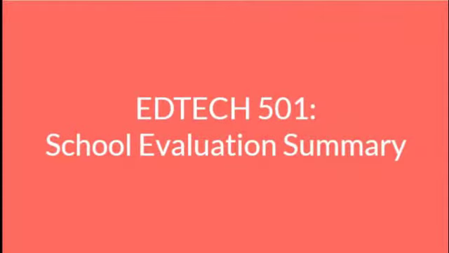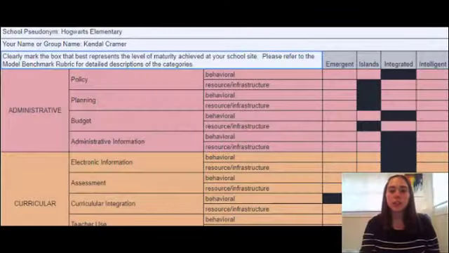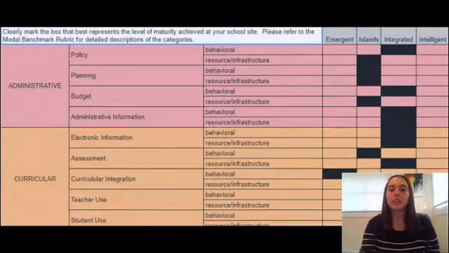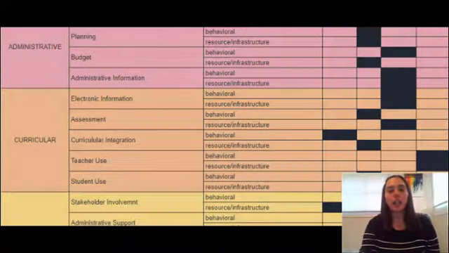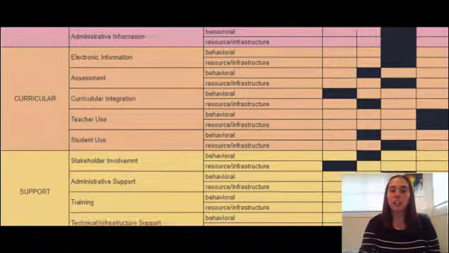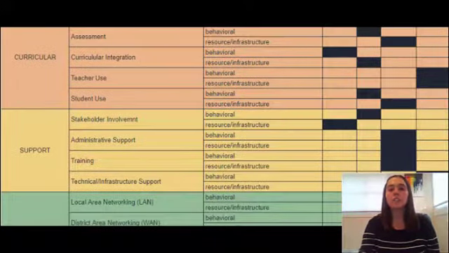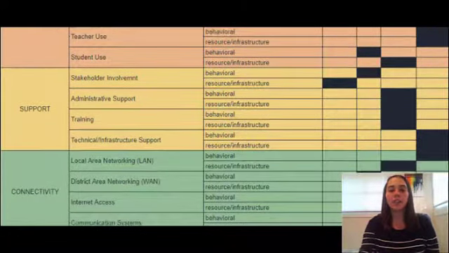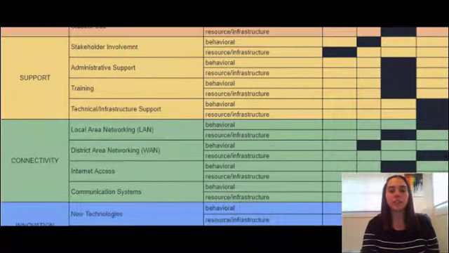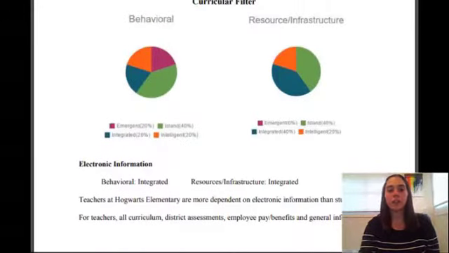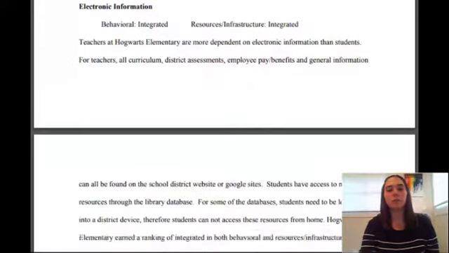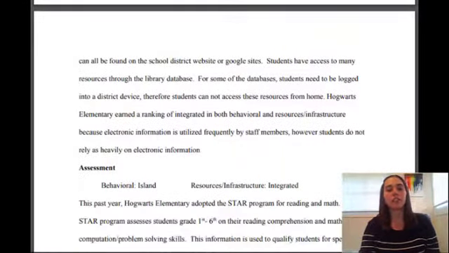An artifact that demonstrates my ability to apply formal inquiry strategies in assessing and evaluating process is my school evaluation summary. In my school evaluation summary, I utilize the maturity model benchmark to assess and evaluate the technology at my school. I analyze the impact of technology in administrative, curricular, support, connectivity, and innovation in the areas of behavioral and infrastructure. Due to the results of my evaluation, I am currently working on improving my school's behavioral curricular integration rankings.